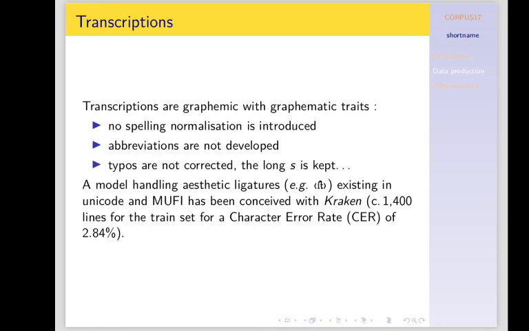We have even tried to create a second model that keeps aesthetic ligatures because we think that at the end it could improve mining options and that would have a certain interest. And we have realized that with limited training data, which is something like 1,500 lines, we have a correct character rate of 92.8%, which is a lot at the end, but still, considering the amount of data that we have, we can be pretty optimistic about our capacity to provide this kind of data soon.